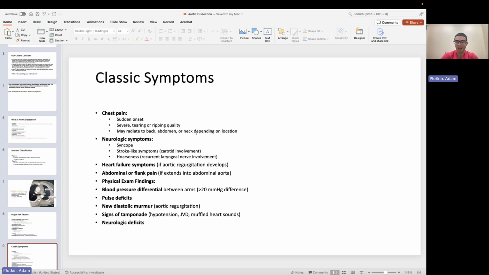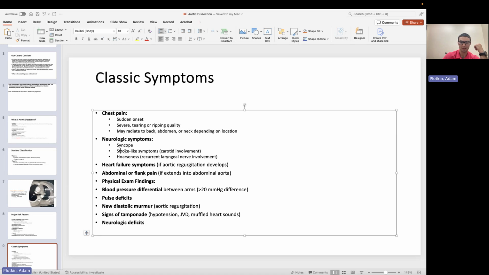It may radiate to the back, abdomen, or neck, depending on the location. Sometimes you could have neurological symptoms like syncope, stroke, or hoarseness if the recurrent laryngeal nerve is impacted. Again, think about where this dissection is happening. It's happening in the ascending aorta, which is really close to my internal carotids.